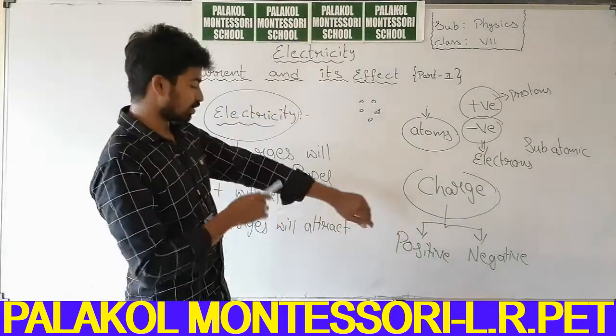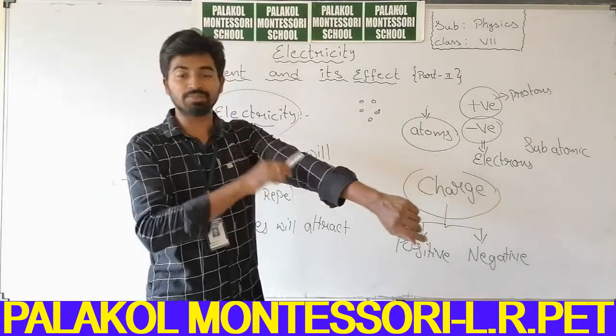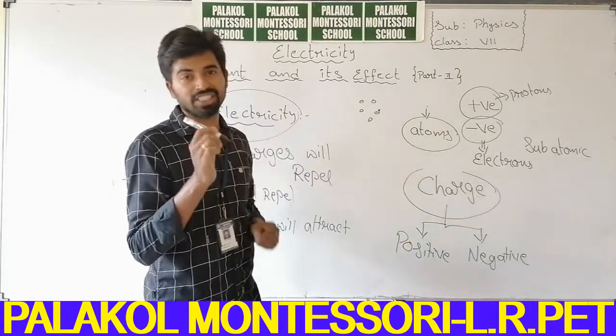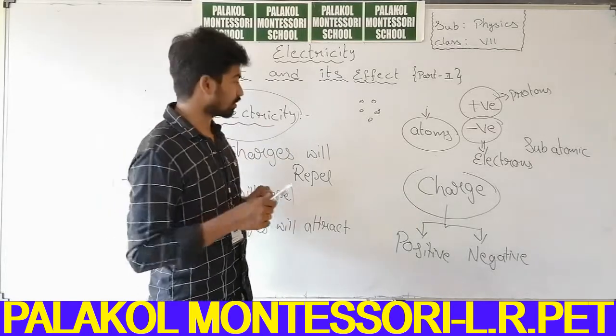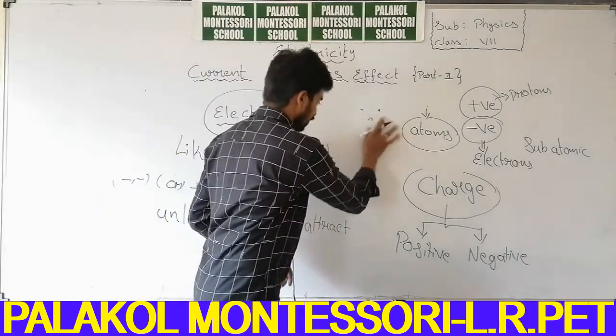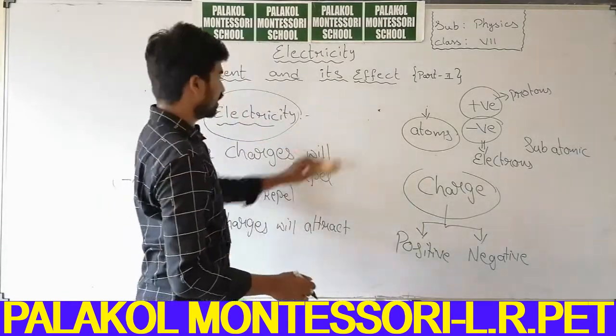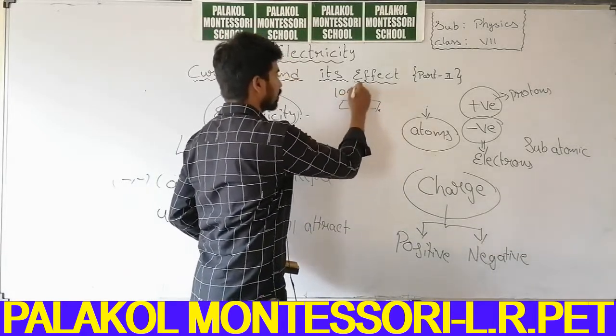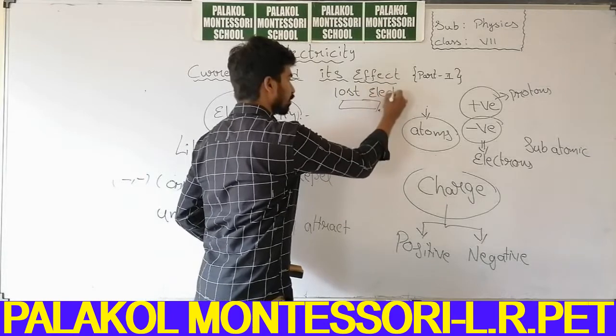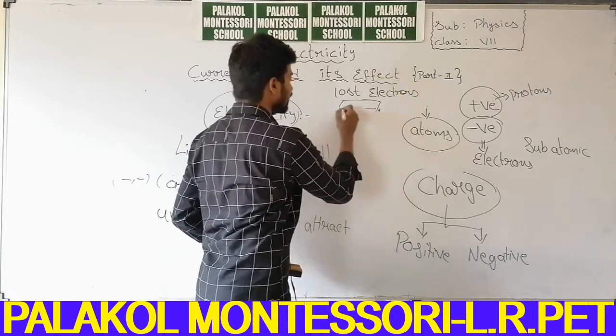So let us explain that. Whenever I rub this pen, what happens here? This pen loses some electrons. So it has lost some electrons and gets positive charge.